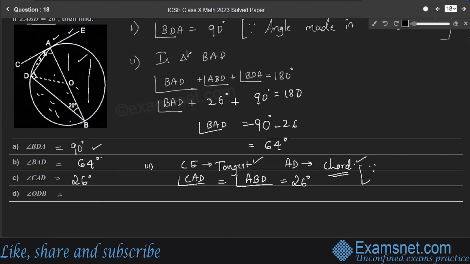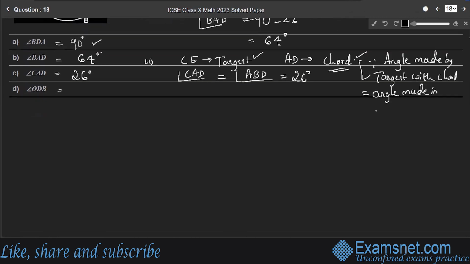Here the reason is: the angle made by the tangent with the chord is equal to the angle made in the alternate segment. Right? So which is equal to 26 degrees.